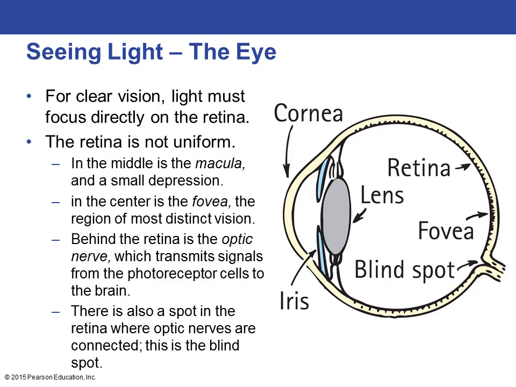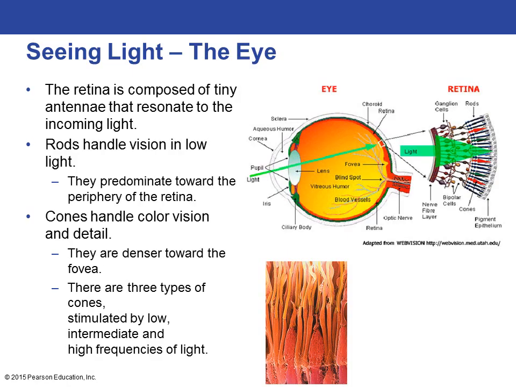Behind the retina is the optic nerve, and the optic nerve transmits signals from the photoreceptor cells of the eye to the brain. And there's also a spot in the retina where the optic nerves are connected, so where this optic nerve is coming in. When light hits directly there, you don't see that exact spot, so that's a blind spot in your vision.